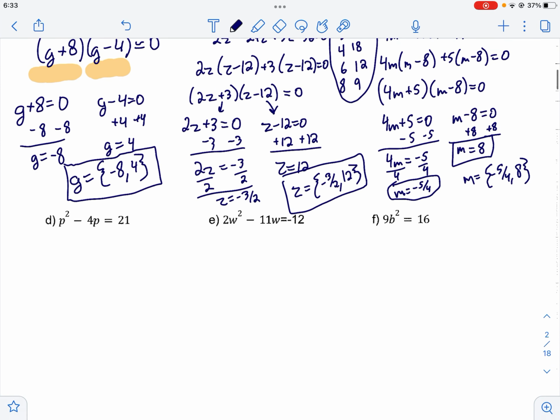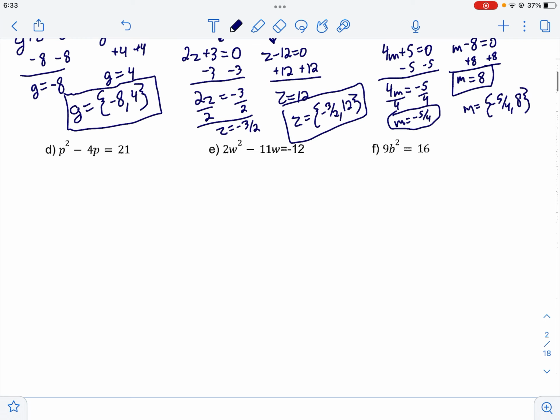Before you try D, E, and F, I want you to take a look and identify what might be different about these problems. Hopefully you identified that they're not equal to 0. So any situation where we don't have the quadratic set equal to 0, we'll have to use inverse operations to create an equation equal to 0. So here we subtract 21 on both sides, and then we end up with p squared minus 4p minus 21 equals 0.